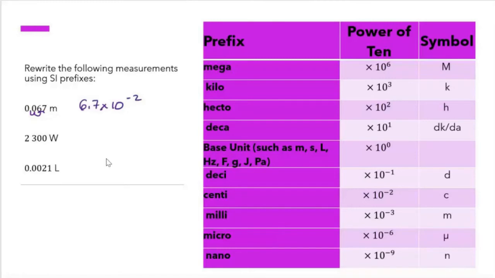We moved the decimal point 2 steps and we moved it to the right. It is a small number. We're still, of course, in the units of meters. Now we're simply working the other way, having a look at our table. Here, 10 to the power of negative 2, the numeric value, will be replaced by its symbol, in this case, c. So here we have 6.7 centimeters.